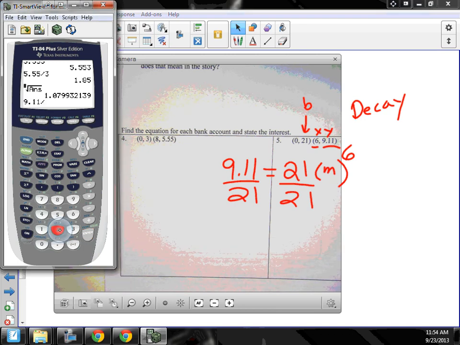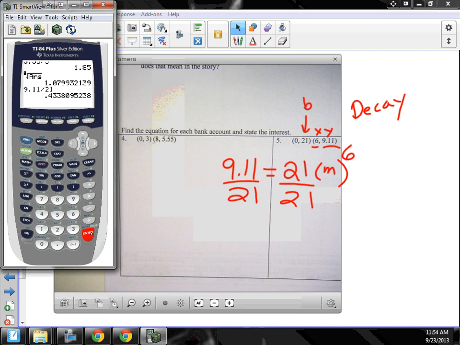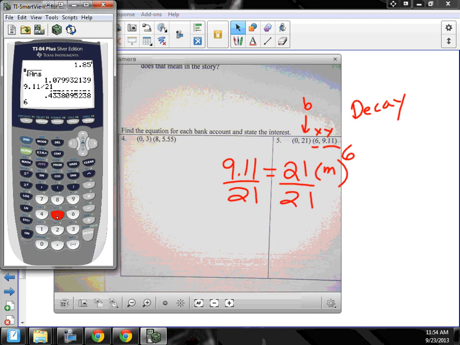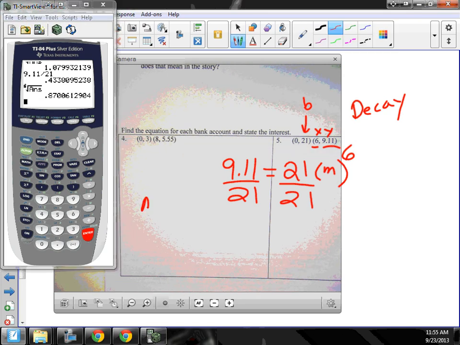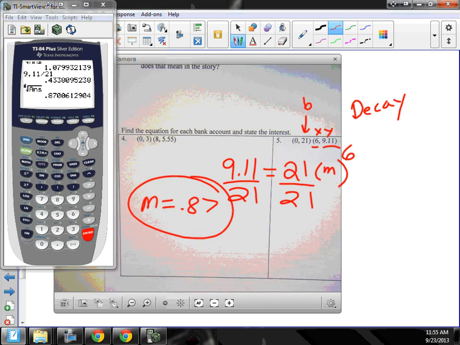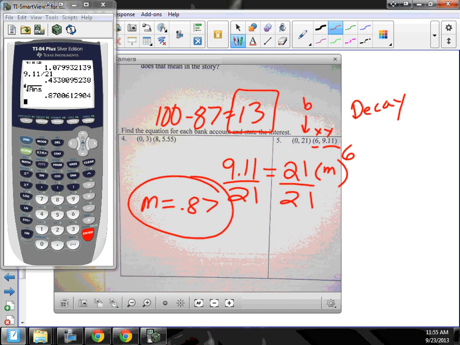9.11 divided by 21 is some terrible decimal. I'm going to take the 6th root, and then again, I don't want to type in that big long decimal, so just second answer. And it gives me an m value of 0.87. Now this m value is less than 1, which means that the bank account is shrinking, which is exactly what we knew before. It's shrinking by 13%. If you take your original 100% and you subtract 87%, you get 13%, which is the rate of decay. So every year we lose 13% of our money.